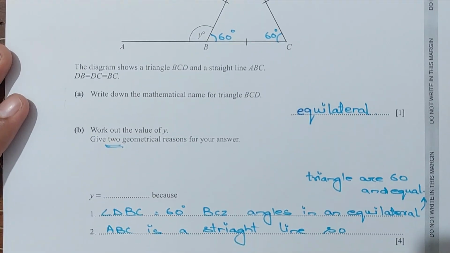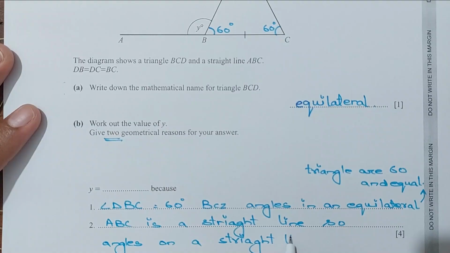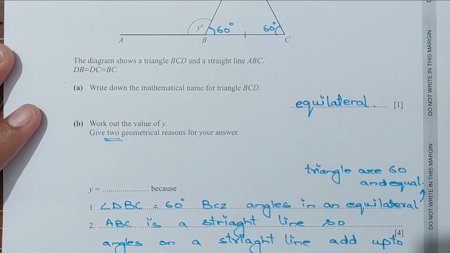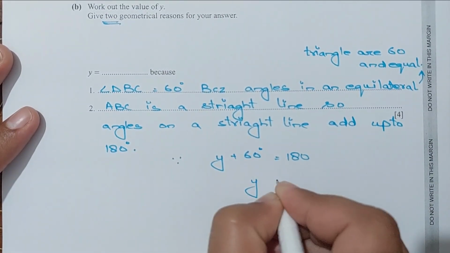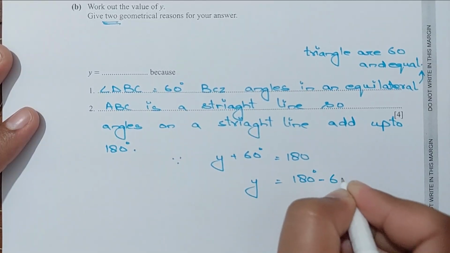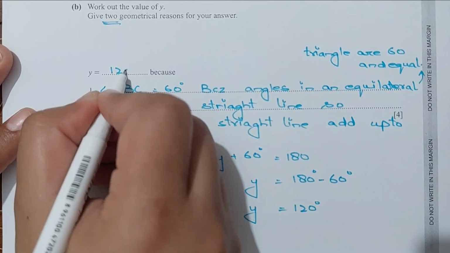So we can say angles on a straight line add up to 180 degrees. Now let's do y and 60. These two angles add up to 180. Okay. So what is y? It is 180 degrees minus 60 degrees. From 180 take away 60 is 120 degrees. So this angle y is 120 degrees.